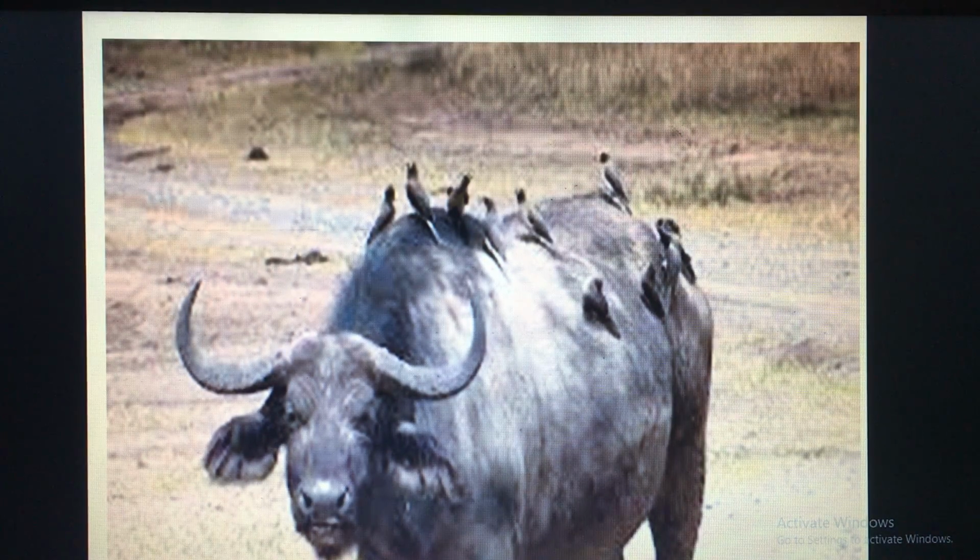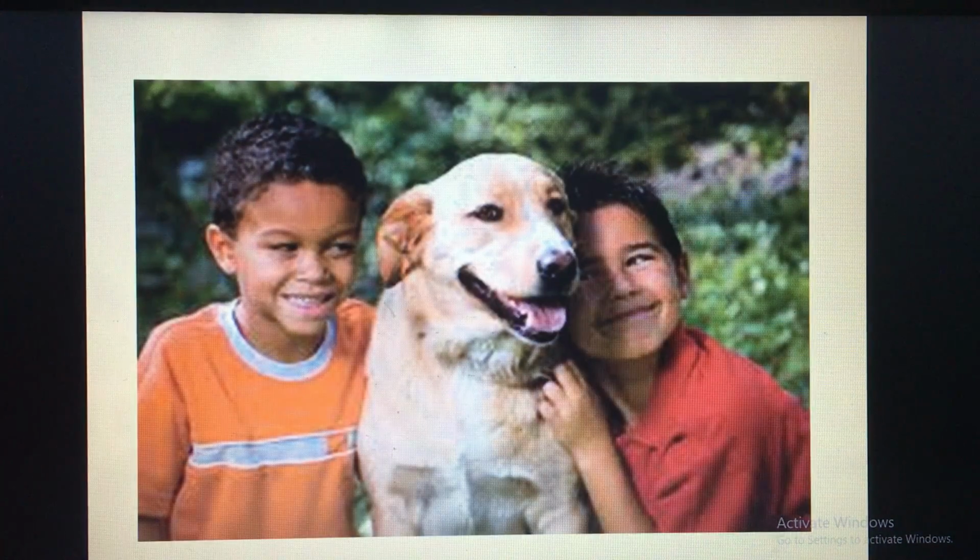Then human beings and domesticated animals. Domesticated animals get food and all caring from humans. At the same time, they also do a lot of stuff for human beings.